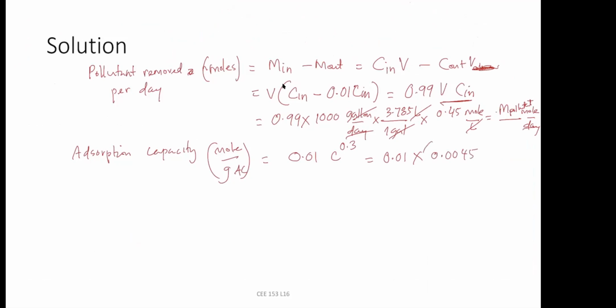So that's 0.0045 moles per liter to the power 0.3. Again, these are already unit balanced because of the constant. That constant has a different unit, such a way that the answer will be moles per gram activated carbon. So you get something, okay? Whatever that answer is, let's say I am going to write it.